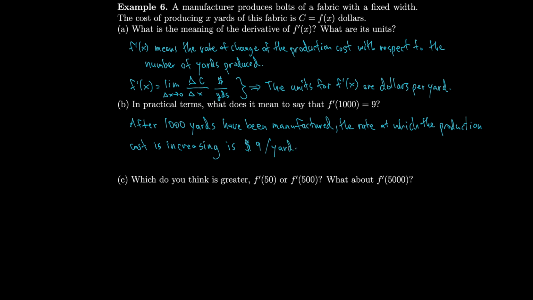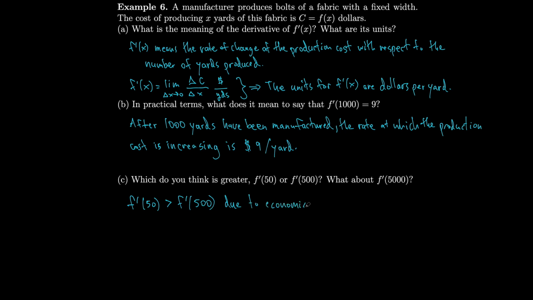Okay, which do you think is greater, f prime of 50 or f prime of 500? What about f prime of 5,000? Well, you probably think, okay, if you can produce more items, then economies of scale will kick in at some point, and the rate at which production cost is increasing will probably be slowed down a little bit, because it won't cost you as much to produce your next item if you can produce enough of them. So maybe f prime of 50, the rate at which the cost is increasing to produce each additional item, is probably more when you're just producing a couple of them than when you're producing 500.